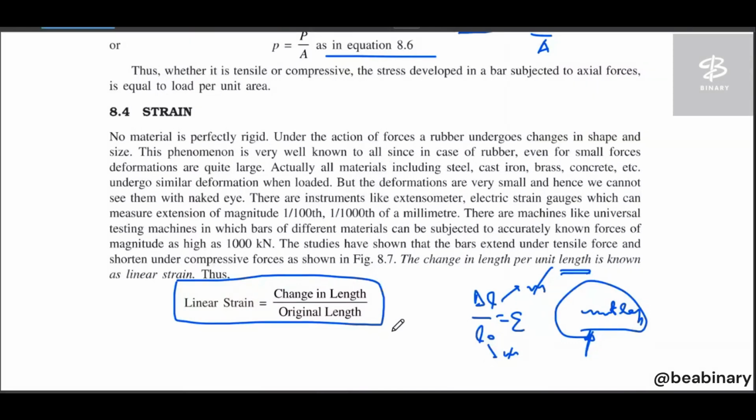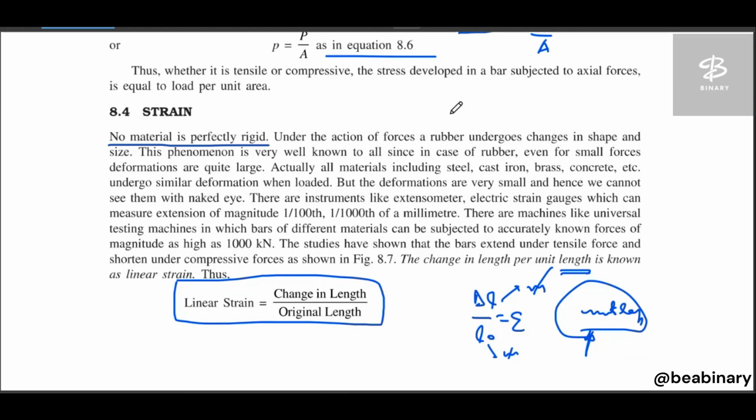Here he writes that no material is perfectly rigid. In the real world, everything you consider, there is some mixture of elastic and rigid, but no material is perfectly rigid or perfectly elastic. In the real world, no material is perfectly rigid, no material is perfectly elastic, and no material is perfectly plastic. Clear? So under the action of force, rubber undergoes changes in shape and size.